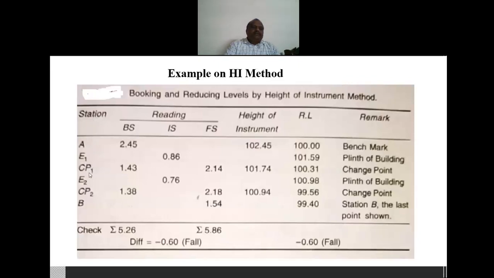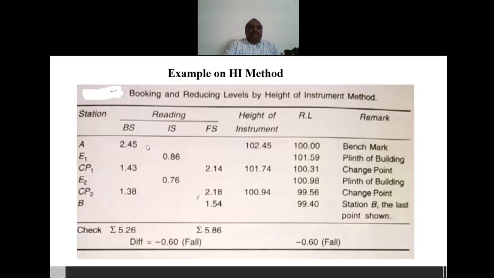So you should enter the station locations in the first column, the second column is backsight, third column is intermediate, fourth is foresight, fifth is height of instrument, and the seventh is reduced levels, and the last one, the eighth column, is remarks.